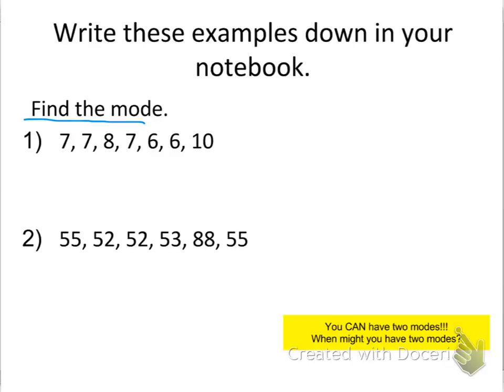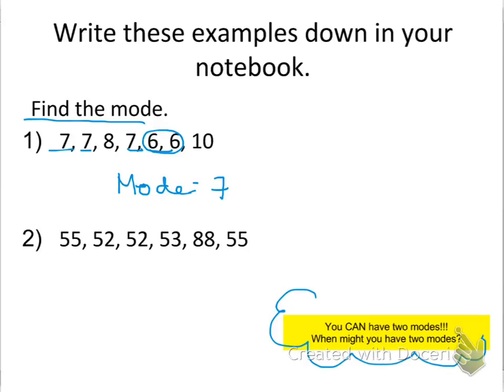So here we have 7, 7, 8, 7, 6, 6, and 10. I see 3 7s, 2 6s, but there's more 7s, so the mode is 7. You're going to try number 2 on your own. There is a little note down here. This note is important. You can have 2 modes. When might you have 2 modes? I'd like you to think about it and try and think of your answer.